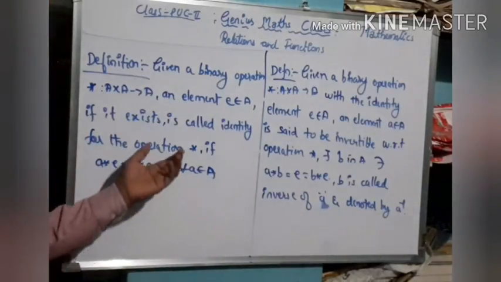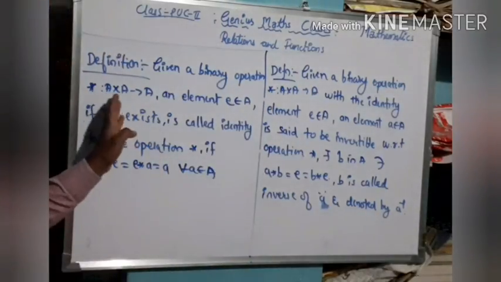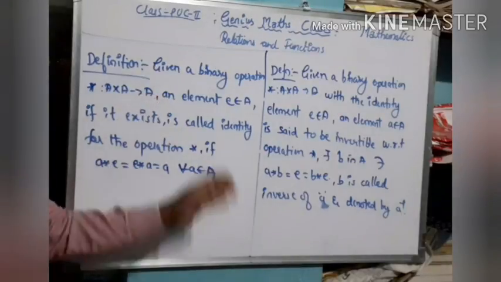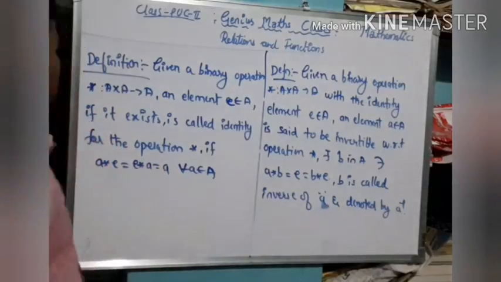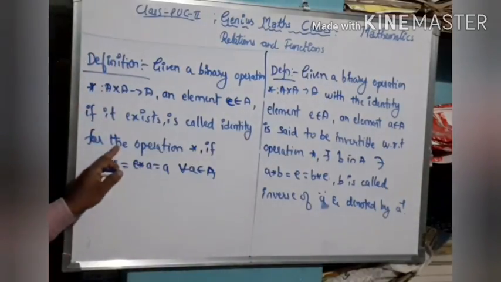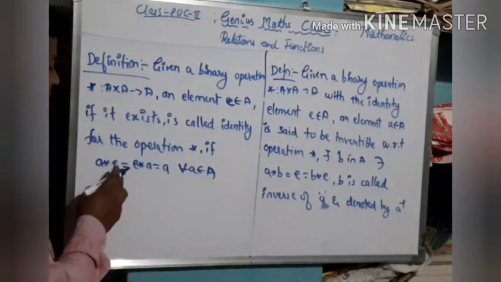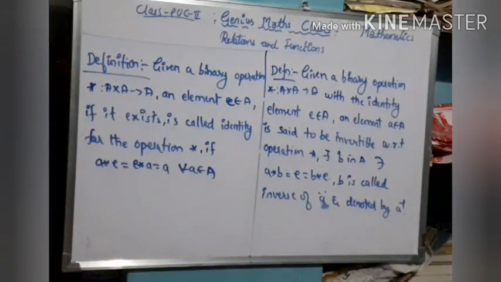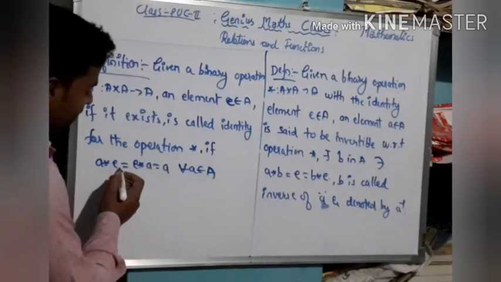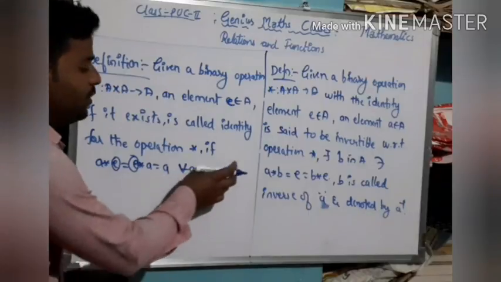The definition is, this is identity. Given a binary operation star on A cross A to A, an element E belonging to A, if it exists, is called the identity for the operation star. This E is called the identity element of star, if A star E equal to E star A equal to A for all A belonging to A. Why? Because this E is the identity element for any A belonging to A.